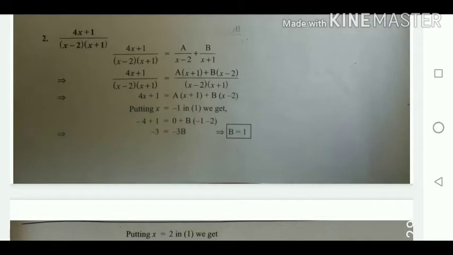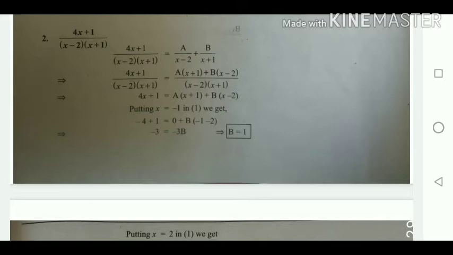In 2.1, here it is 4x plus 1 divided by (x minus 2) into (x plus 1). In the question itself the two factors are given. Therefore we write a by x minus 2 plus b by x plus 1, and multiply by these factors on both sides. We get 4x plus 1 equal to a into x plus 1 plus b into x minus 2. So we may say it is a multiplication, or you may take LCM on both sides. Both are one and the same.